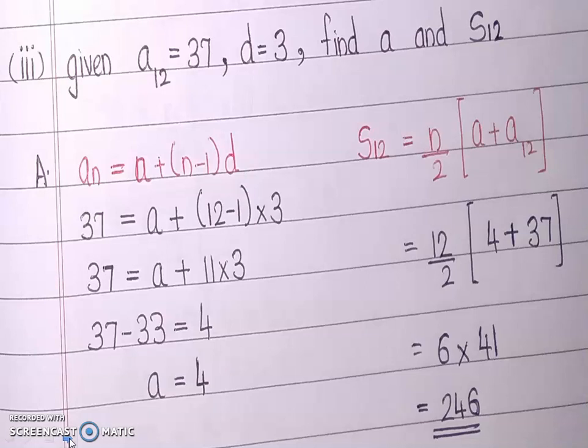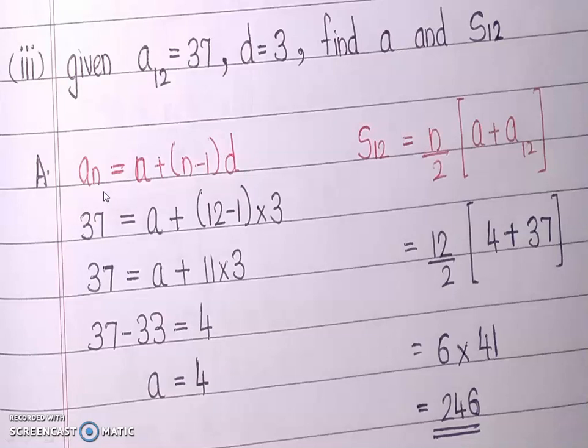Third question. Given A12 is equal to 37, D equal to 3. Find A and S12. Students, look here. Here, number of terms is indirectly given. 12th term is given as 37. D is equal to 3. So, which are the three quantities given to you? Number of terms is given. 12th term is given. Common difference is given. So, which is the first unknown quantity? It is the first term.